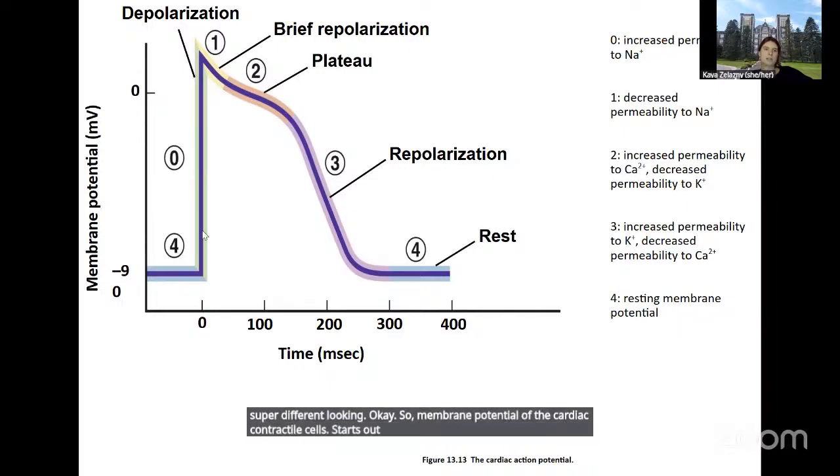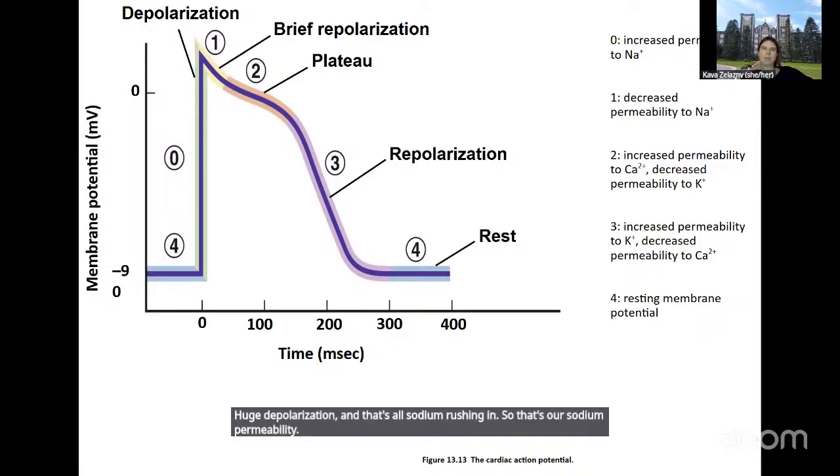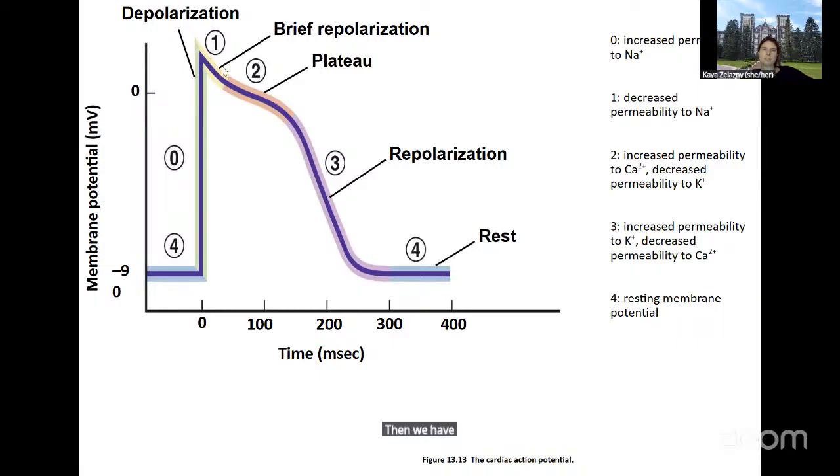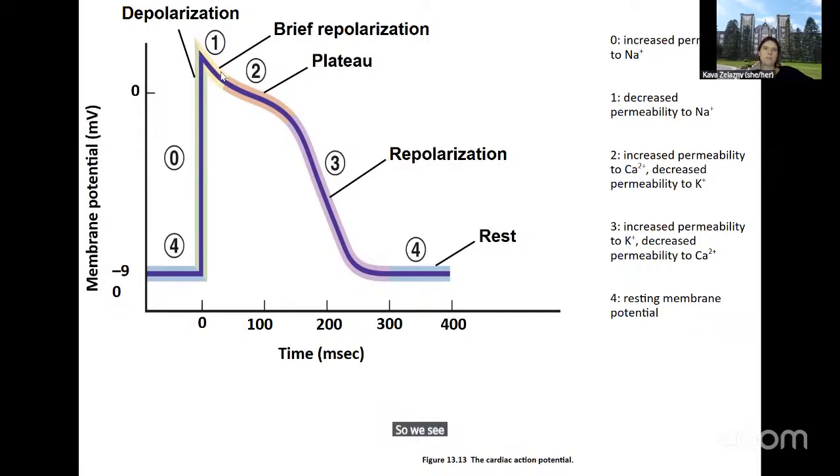Starts out phase 0 with a huge spike, huge depolarization, and that's all sodium rushing in. So that's our sodium permeability. Then we have a short slump. So this phase 1 is caused because we cut that sodium off. We let in a ton of sodium, then we decrease the permeability of the cell to sodium. So we see a brief repolarization, a brief kind of sink and slump.